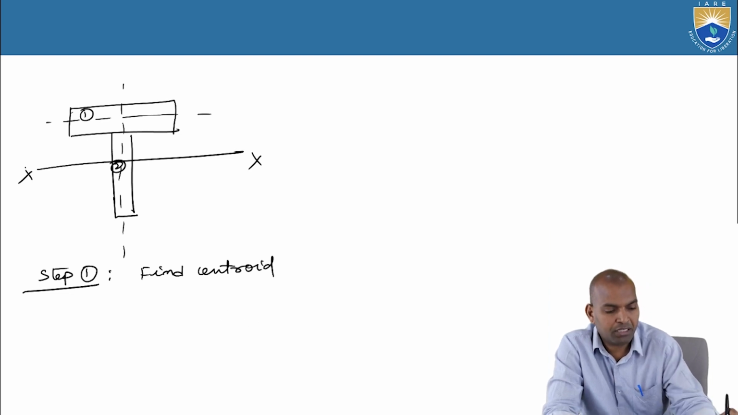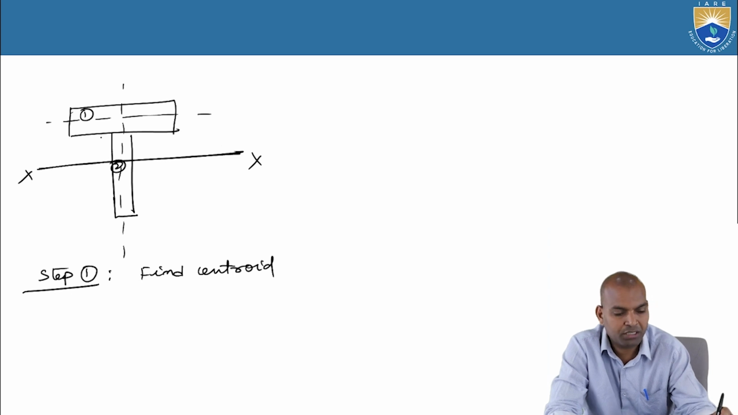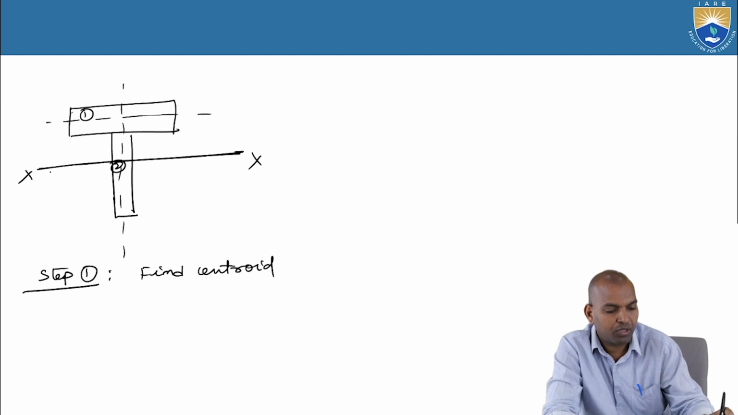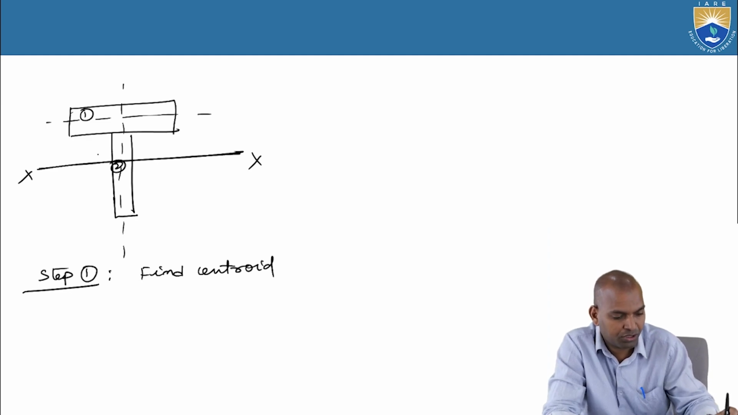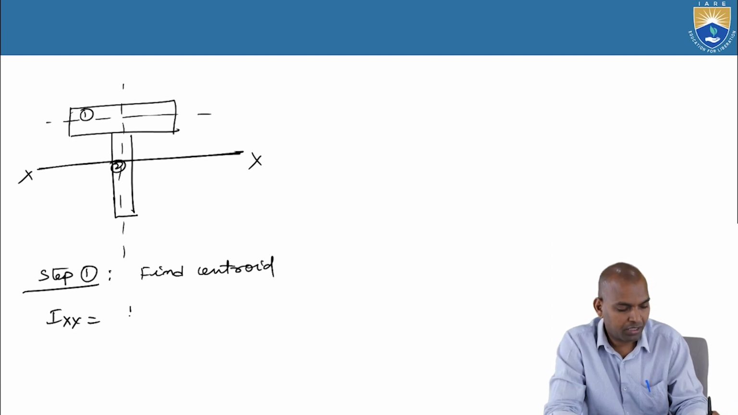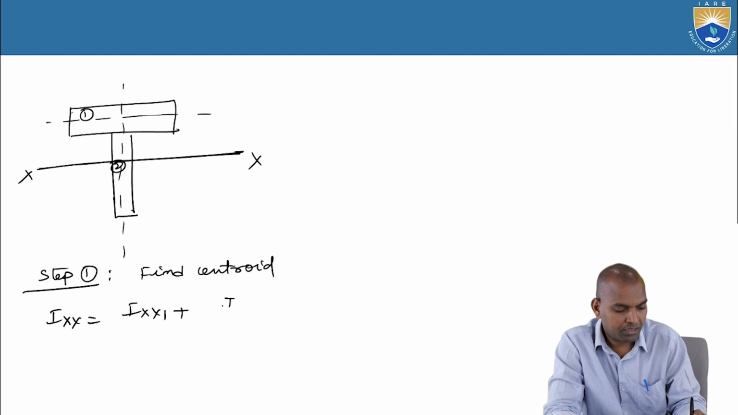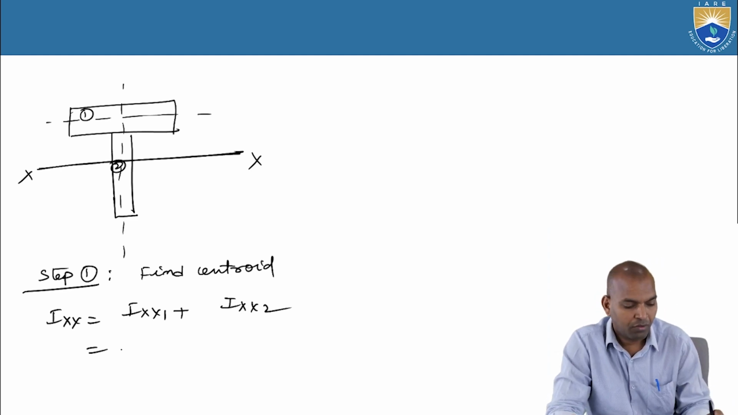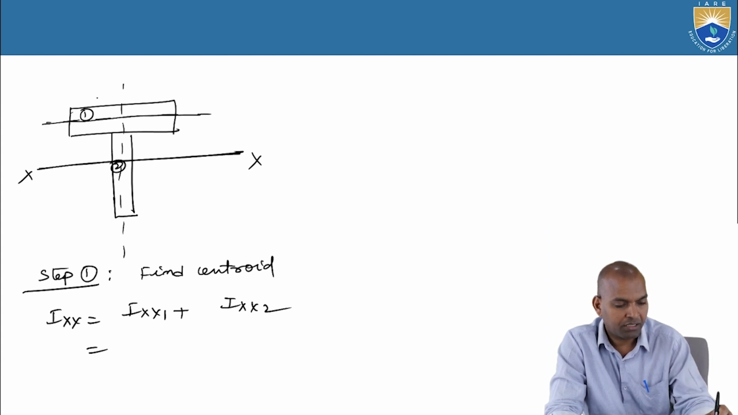After finding the centroid, that locates the axis xx, with the section symmetrical about axis yy. Now we want Ixx. What is that equal to? Section 1 and section 2. Ixx here equals, a direct formula I'm deriving here, Ixx1 plus Ixx2. What about Ixx1? It is parallel to the x-axis. It has depth d1 and width b1, and here depth d2 and width b2.